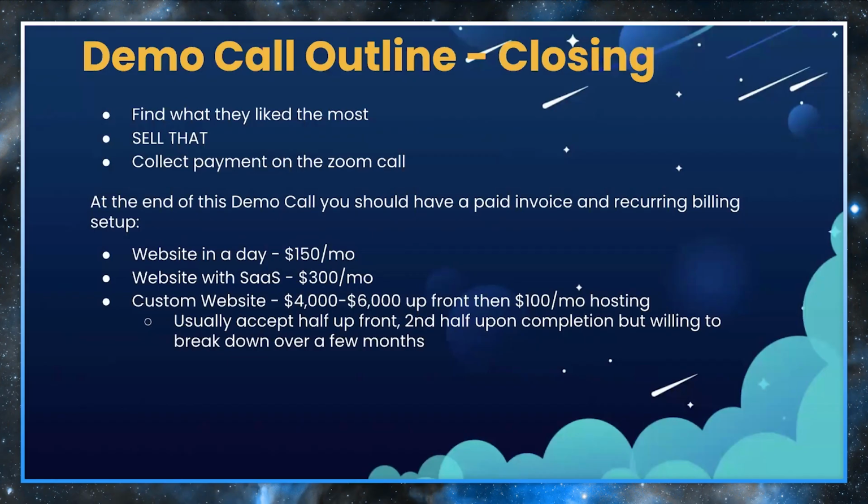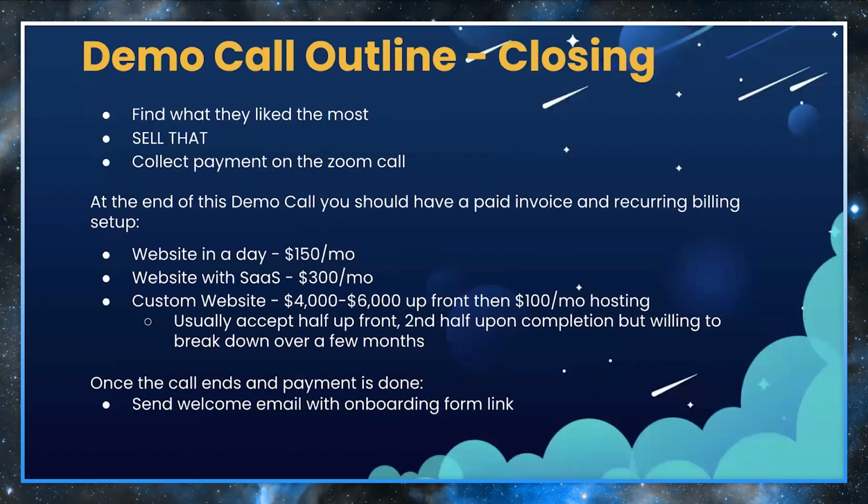But you can also break it down. So if they need to do $2,000 payments or all they can do is $2K, then just collect $2,000 per month for 3 months. Even though you launch the website, let's say in a month, you can collect it over multiple months. Once the call ends and payment is done, you're going to send the welcome email with the onboarding form link. And by the way, I'm going to show you all that. I'm going to show you the exact onboarding email that we sent. I'll show you the exact onboarding form, how it all works. That is what's happening in the next call here on day 3.